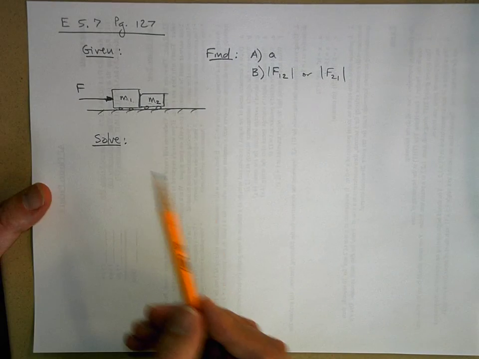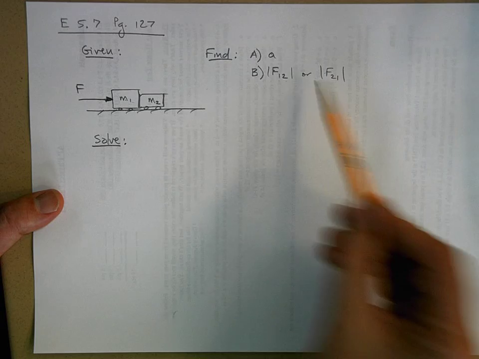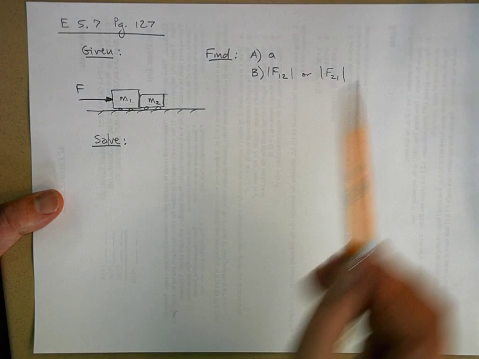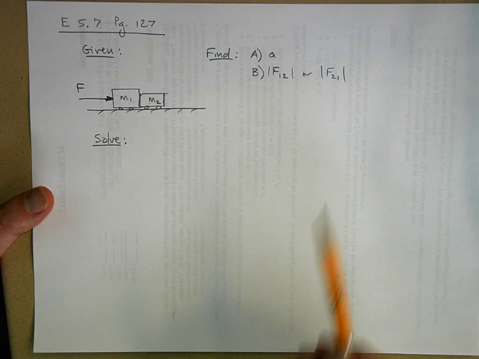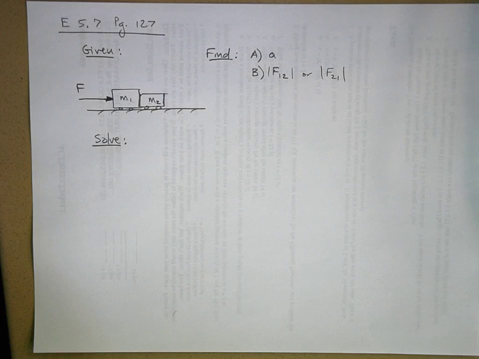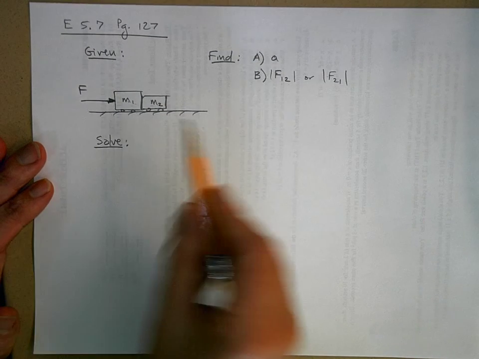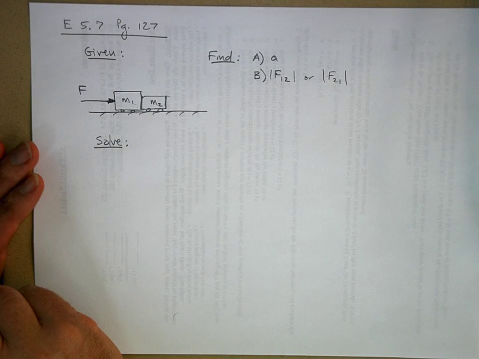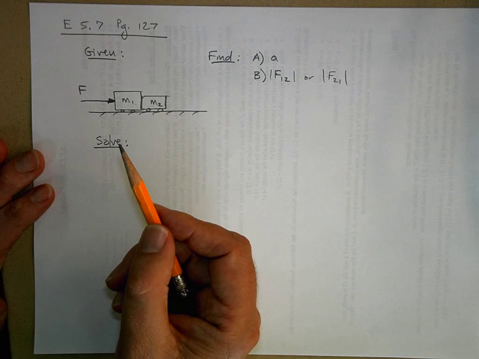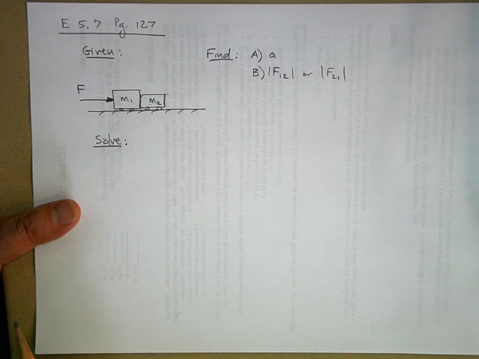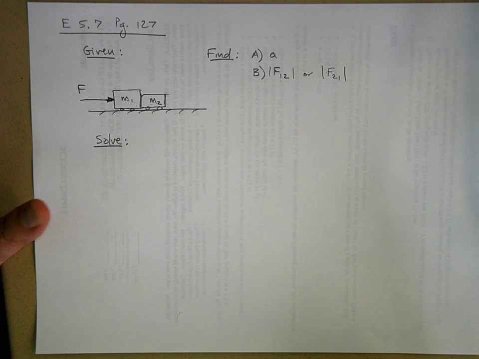Now it said, what is the magnitude? What is the force of 1 on 2? Or what is the force of 2 on 1? They're going to be equal and opposite in direction, but they're going to have the same magnitude. So that's what we want to know. How much does 1 push on 2? So we can solve this by applying the procedure.